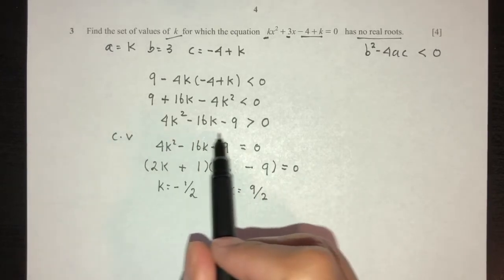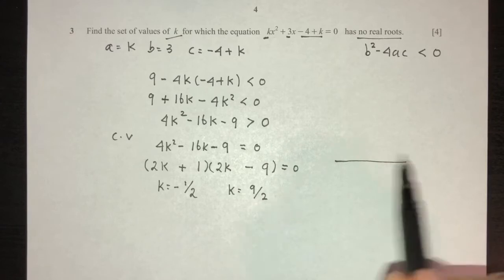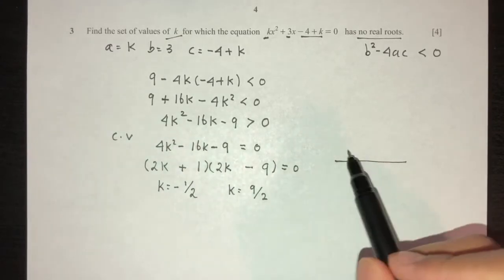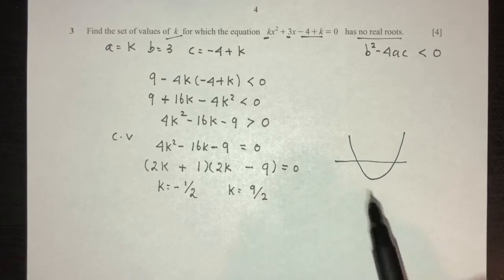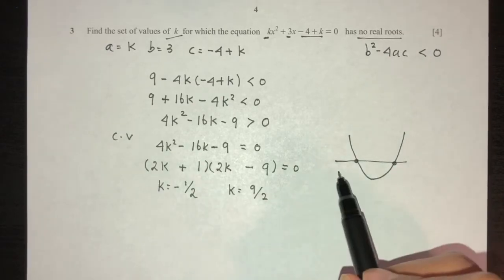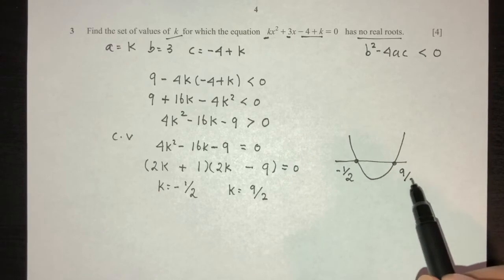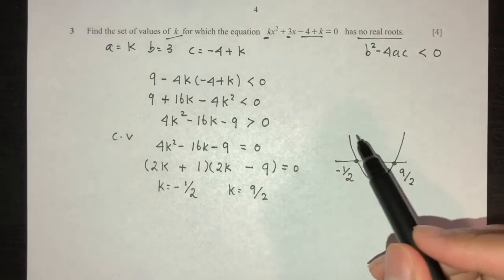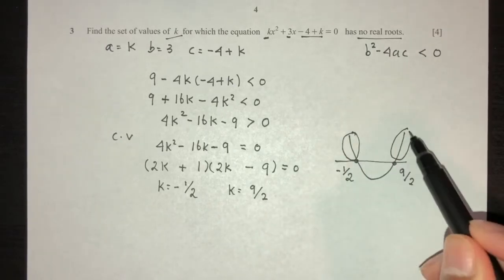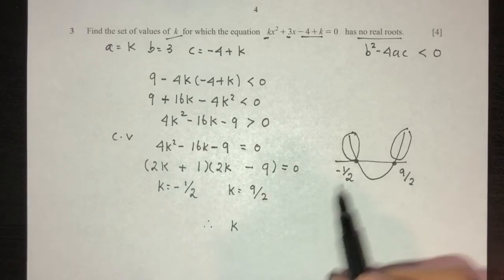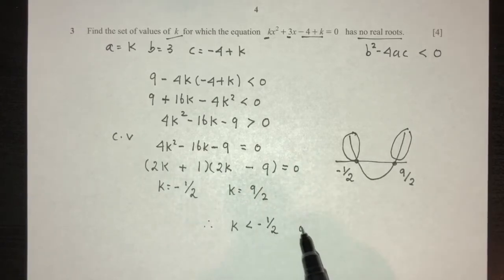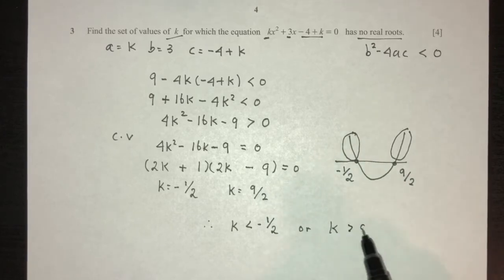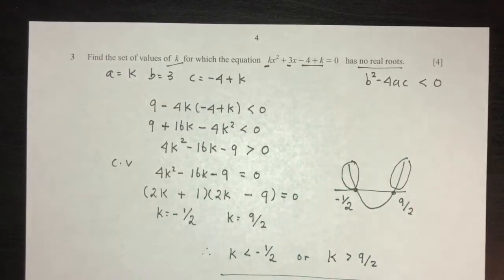Now we have to find the values of k for which this is true. So if you look at this curve, it is positive. You will have a shape like this, right? Now these two values here will be minus half and 9 over 2. And here we're looking for values which is above the line. So above will be on this side and on this side, which means k has to be less than minus half, or it can be more than 9 over 2. So this will be your set of values for k, for which it has no real roots. And that is question number 3.